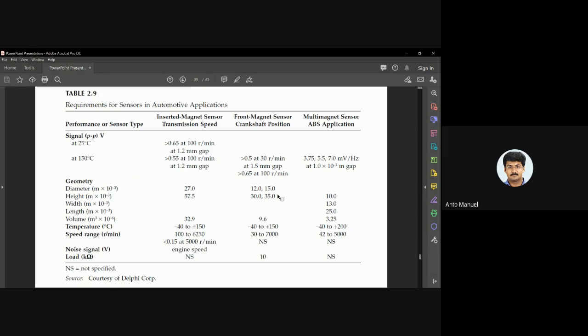Okay, and what should be the noise signal ranges for the consideration. And for the temperature consideration, the system is capable of functioning from minus 40 degrees celsius to 150 degrees celsius plus, and some multi magnet sensors will survive within the temperature range of minus 40 to plus 200 degrees celsius. This is the temperature consideration, or the requirement aspect, in the design.